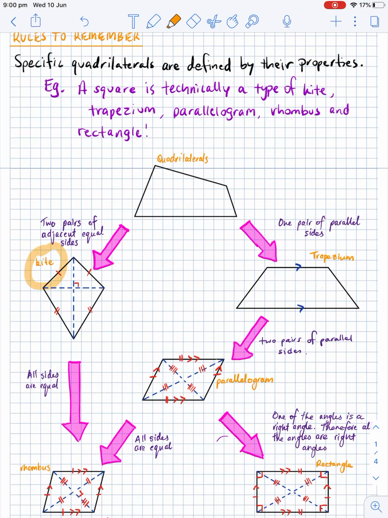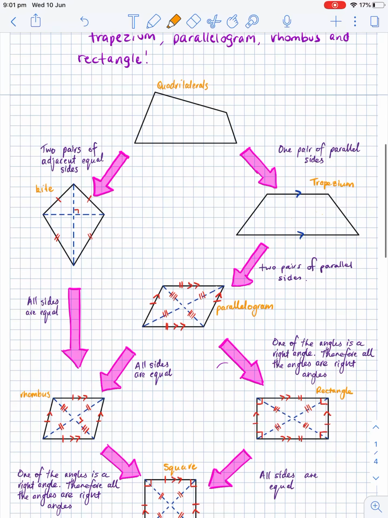Over here you get a kite if you have two pairs of adjacent equal sides. So remember, adjacent means next to. See how we've got these two equal sides next to each other? And we've got that happening again down here. If that's the case, you've got a kite. That's how it works. So pretty much a kite is defined by this sort of property. Next up, if you have two pairs of parallel sides, you suddenly will get a parallelogram, which kind of looks something like this.